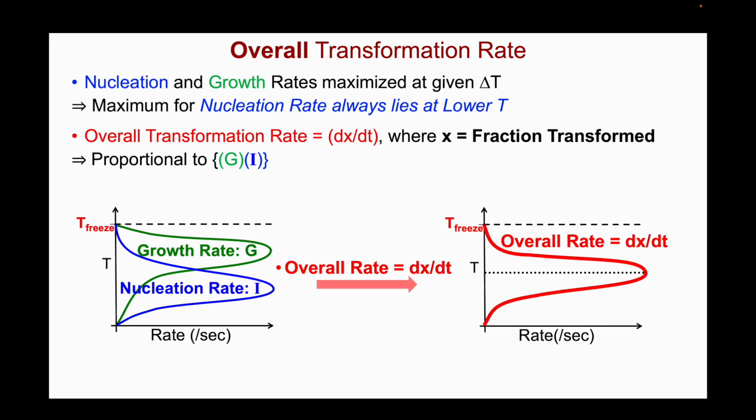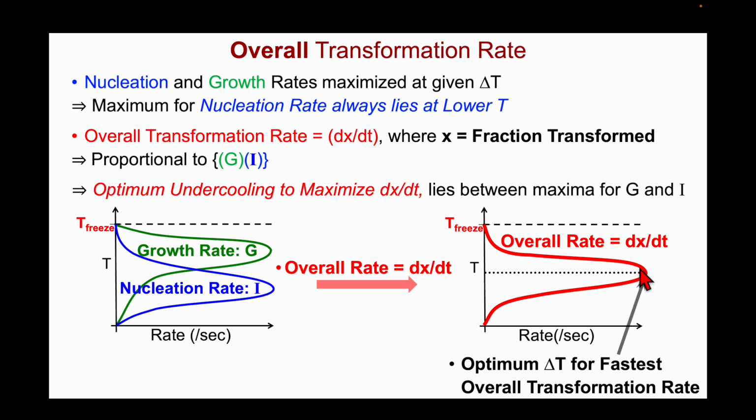Combining the two nucleation and growth rates then, to get this overall rate, we see the optimum undercooling to achieve the fastest overall rate lies between the maxima for G and I. If we want the phase transformation to take place in the fastest possible time, this is where we need to be.